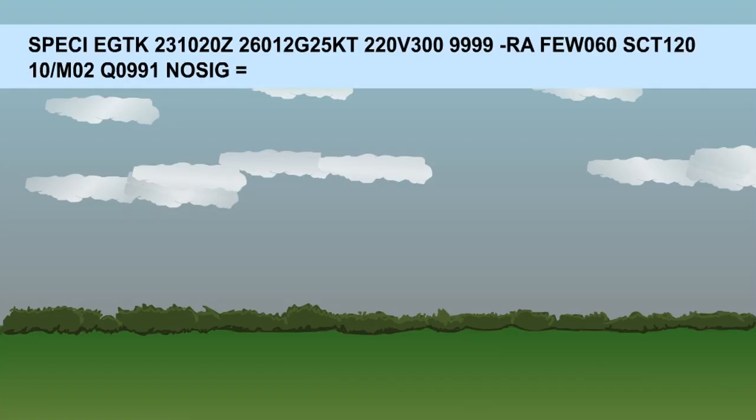A variation on the METAR is a special report. This will have the same format as a METAR, but will be denoted by the abbreviation SPECI at the very start of the message. A special report will be issued when the weather conditions significantly change in the period between routine observations. This can be used to indicate either an improvement or deterioration in the weather.